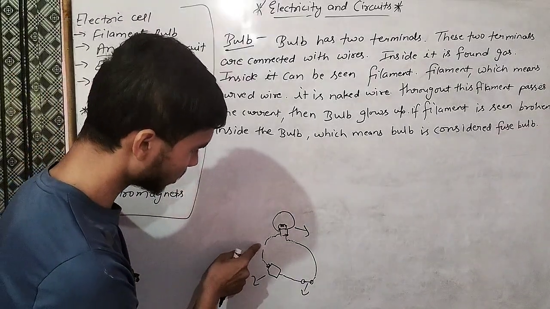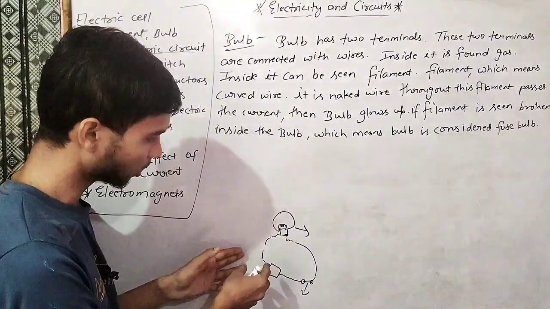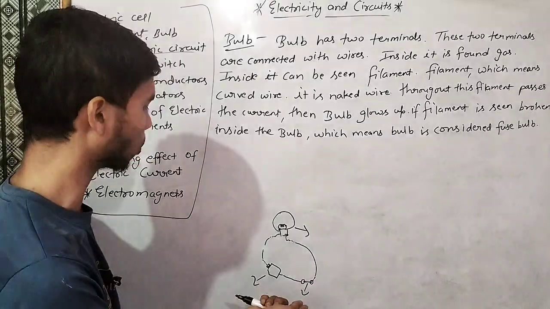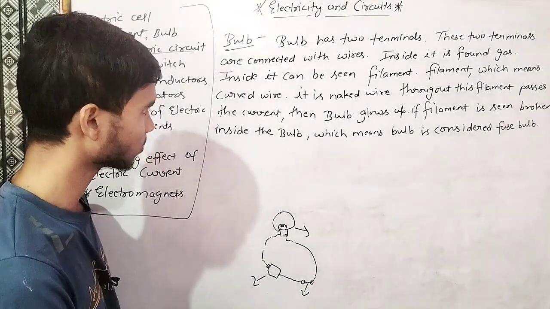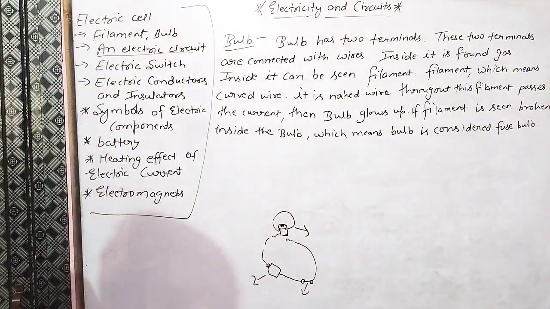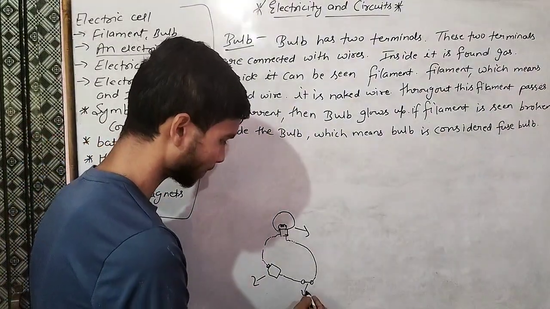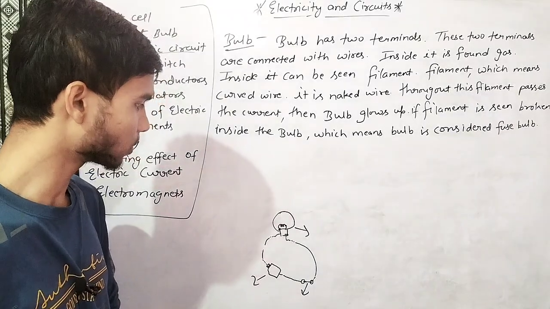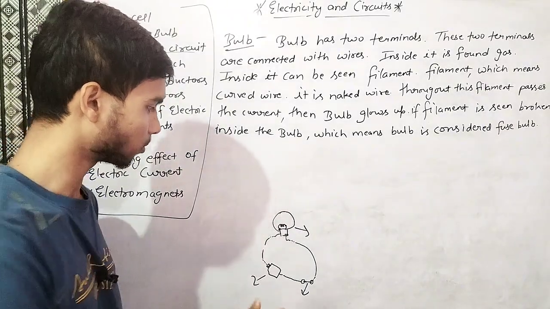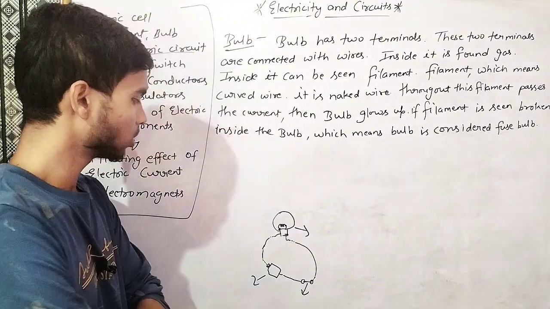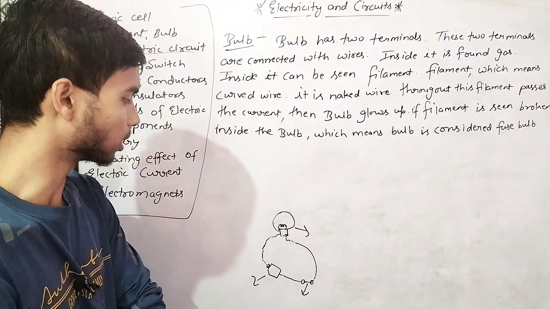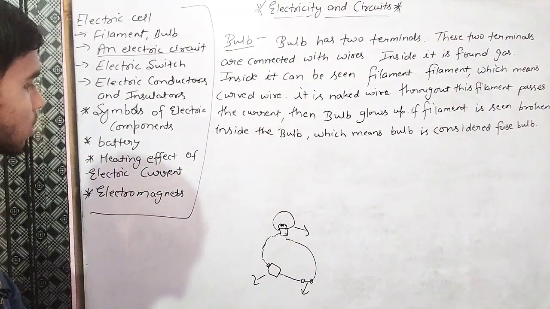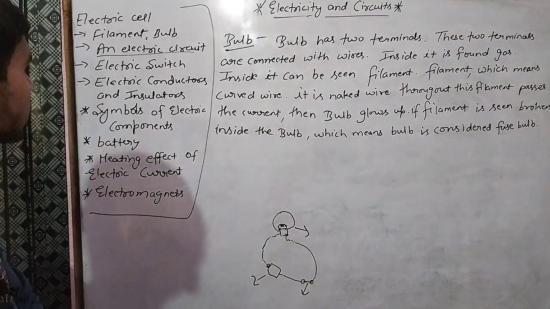So here, let's suppose we are looking at a broken wire. You can see. Now will this bulb work? No, because the wire is broken. That's why the bulb will not glow. So the wire should be connected with another wire.